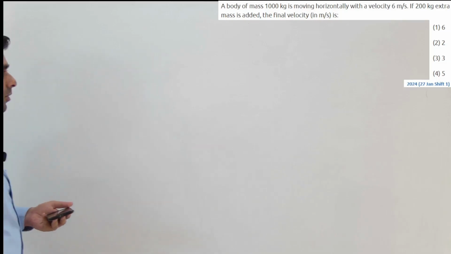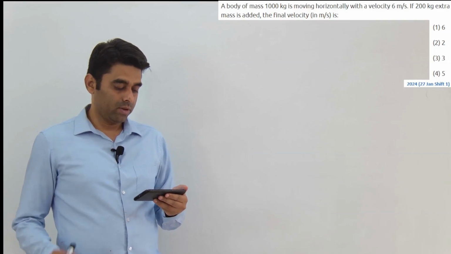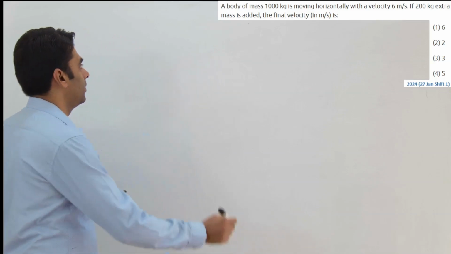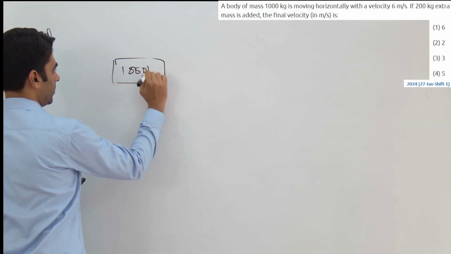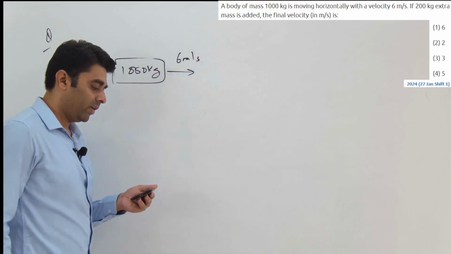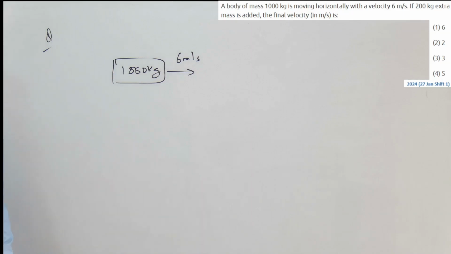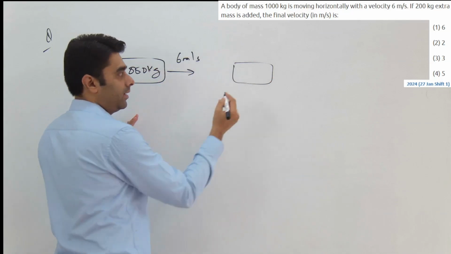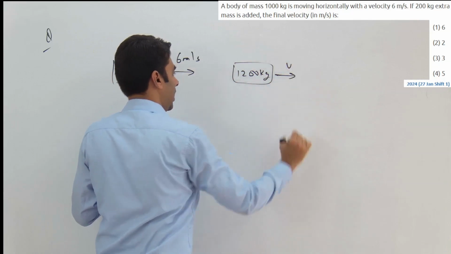So the first question that we have is your 27 January shift 1 question. It says a body of mass 1000 kg is moving horizontally with a velocity of 6 meter per second. Let's draw the situation. 1000 kg body moving with 6 meter per second. If 200 kg extra mass is added, the final velocity is? So during its motion, extra 200 kg has been added. That means total mass now will become 1200 kg. So what is the velocity now? How to deal with it?